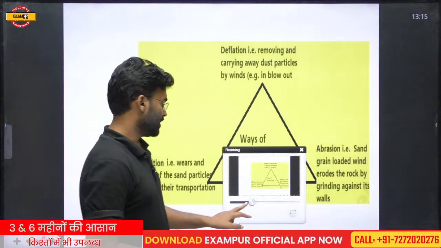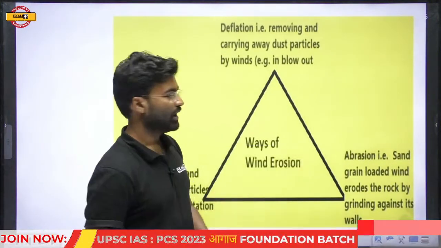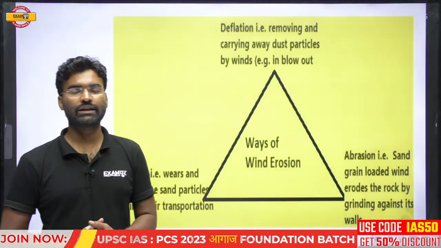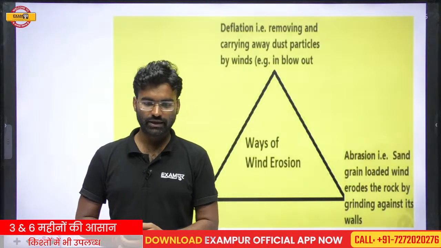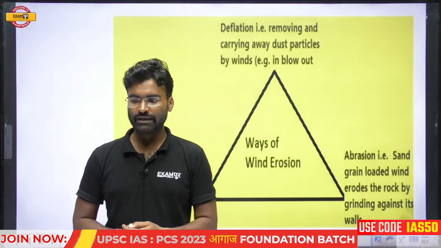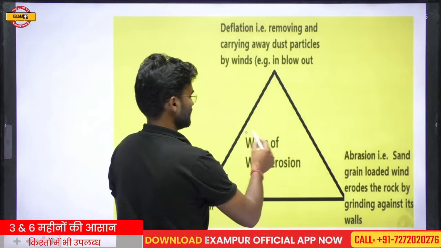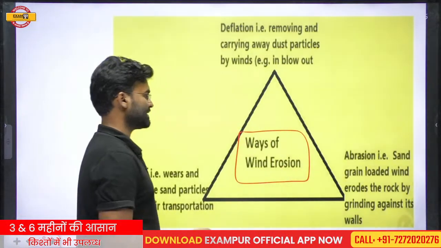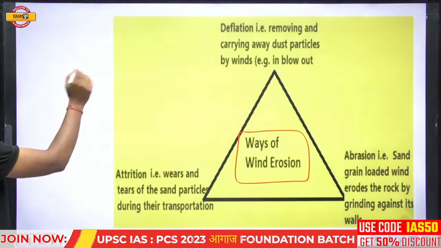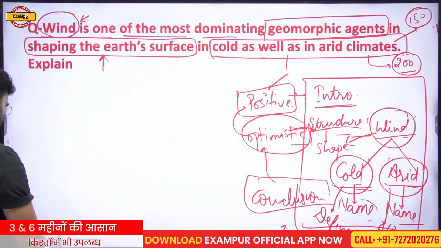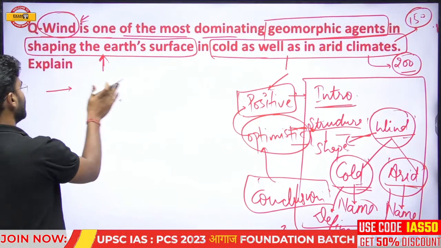The first thing, if we want to start, and as I told you, diagrams and pictures are very essential for geography. In geography answer writing, these are very important things. If we start, firstly, ways of wind erosion. Firstly, you should write the introduction.